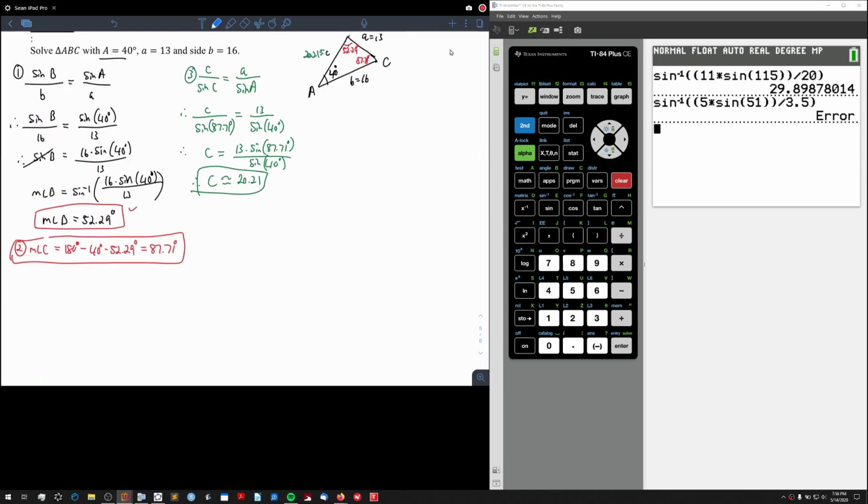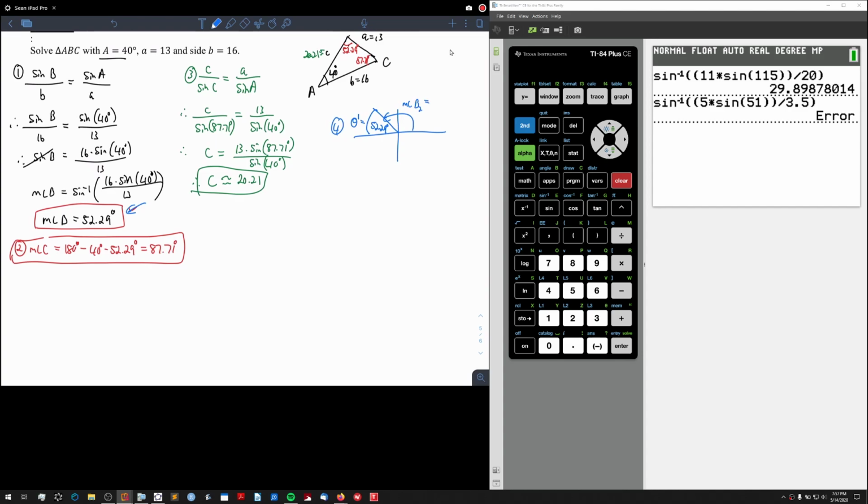Step 4. Let's check. Can I make another triangle? What you do is take the first thing you found, the measure of angle B, and use it as a reference angle in the second quadrant. So I put 52.29 in here and use it as a reference angle, my theta prime. So what is my potential measure of angle B2?